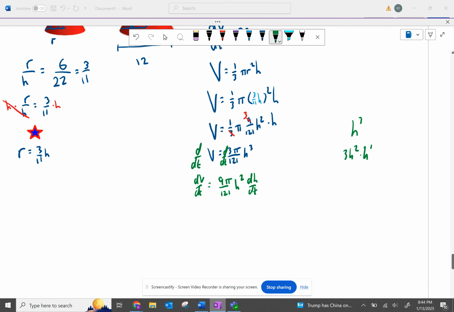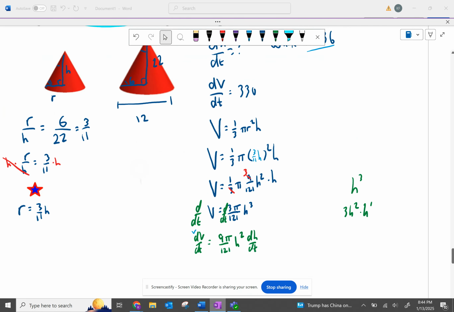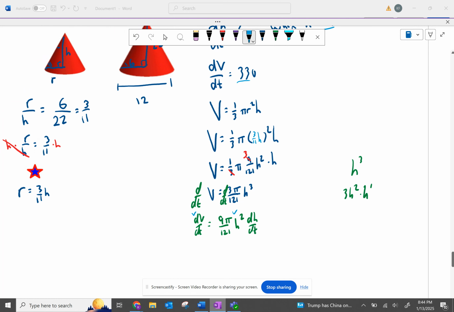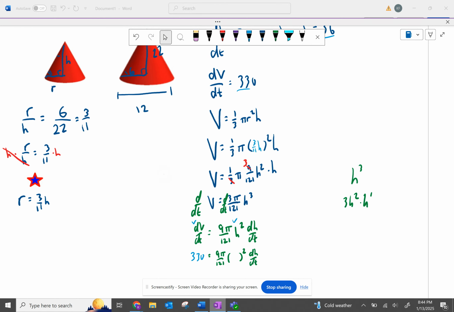So at this point, we know what the rate of change of the volume is. We know it's going to be when the height is, I believe it's 36. So when the height is 36, we can plug that in. And then we're just going to need to solve for dh dt. So we're going to plug in here. The rate of change of the volume is 330. That equals 9 pi over 121 times h squared dh dt, and we know that we want this when the height is 36.